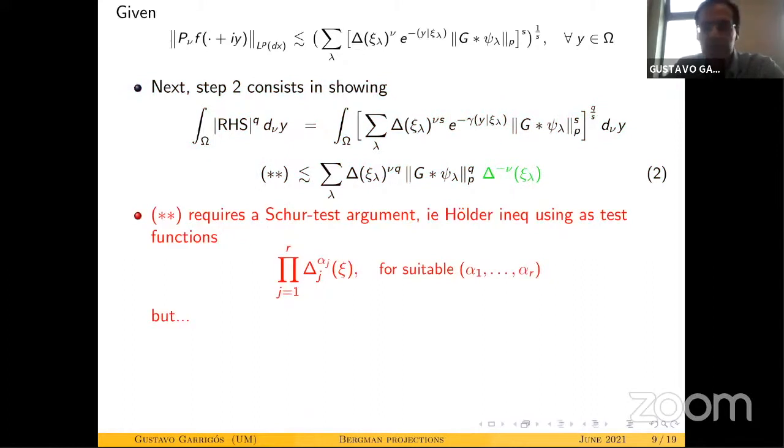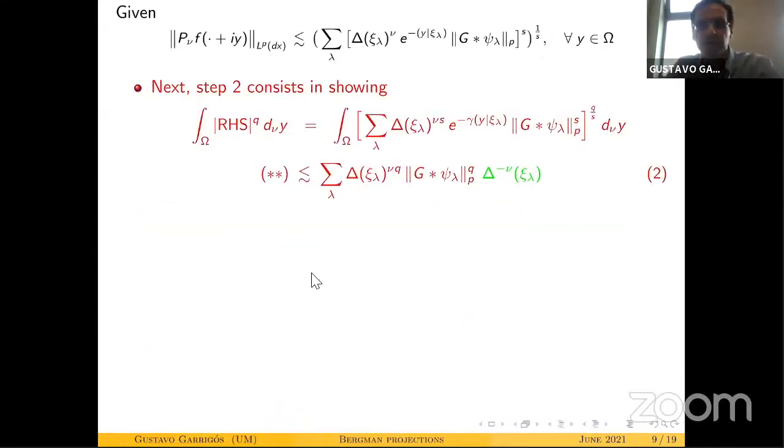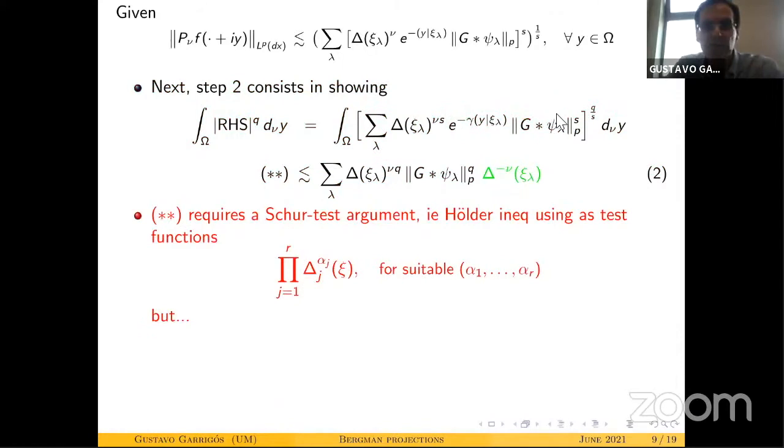Okay, yes. I was saying that when you put the power here, there is a gamma integral. This gamma integral is transformed into this. And then in order to justify this, when q is smaller than s, it is immediate that you can put it inside. But when q is larger than s, which in the end is the interesting case, then because everything is positive, you can use a Schur test argument, which is to multiply and divide by one of these test functions and then use Hölder's inequality, passing things to one side. And then you are going to get essentially that, okay?